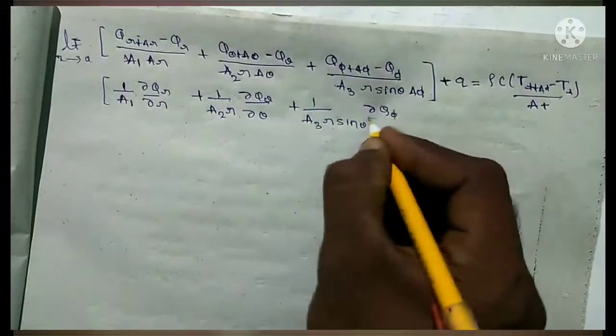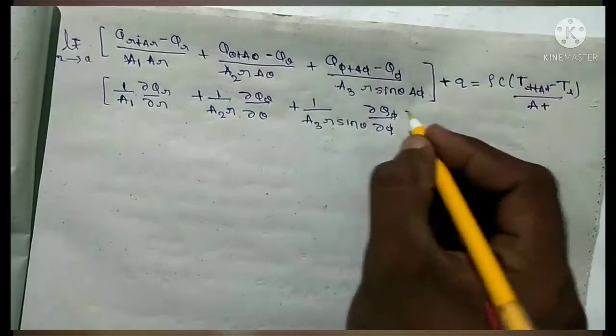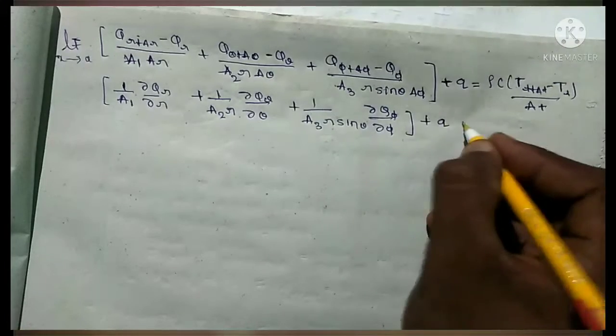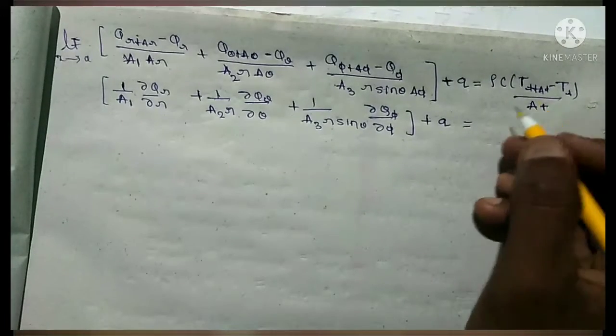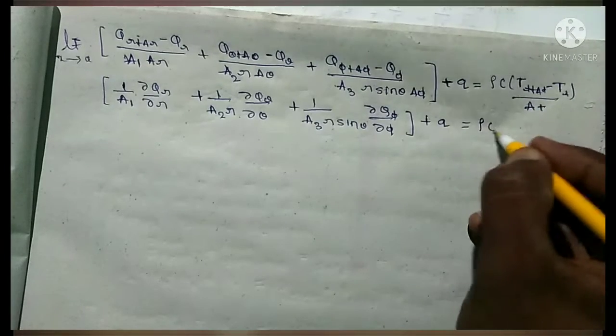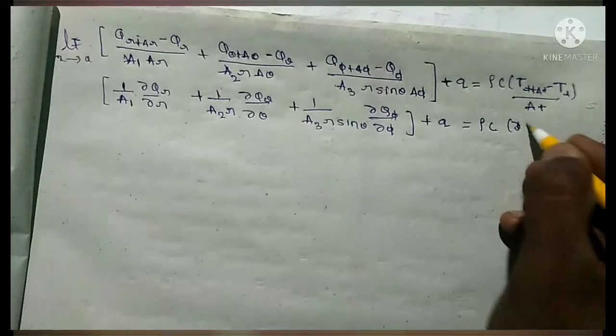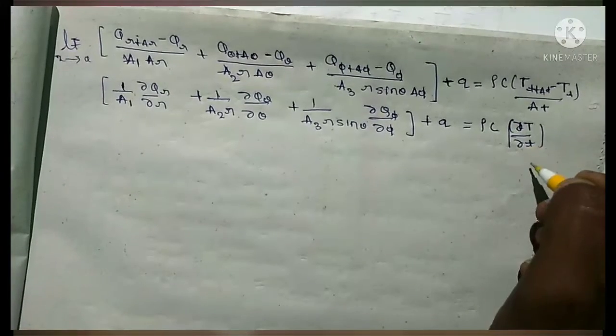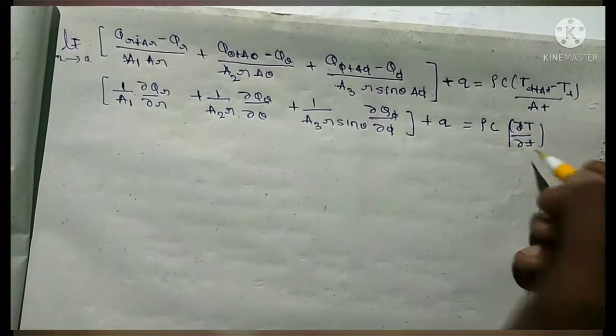del q pi divided by del pi plus q is equal to, applying here also, rho c del T divided by del T. Okay, temperature divided by time.